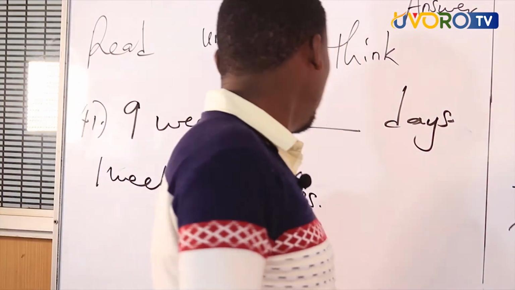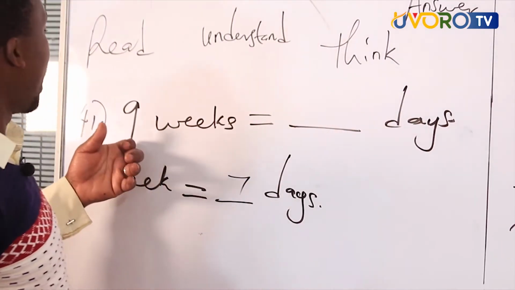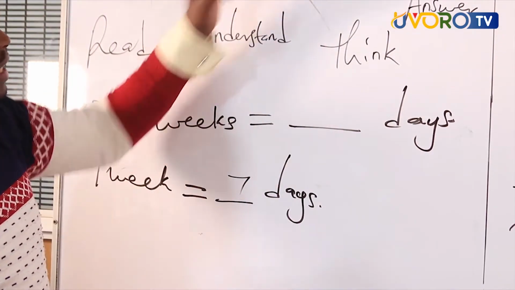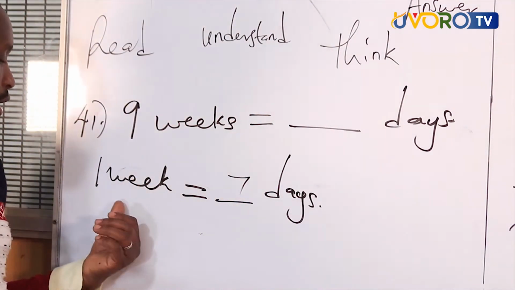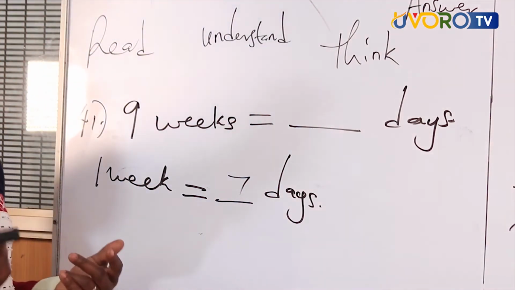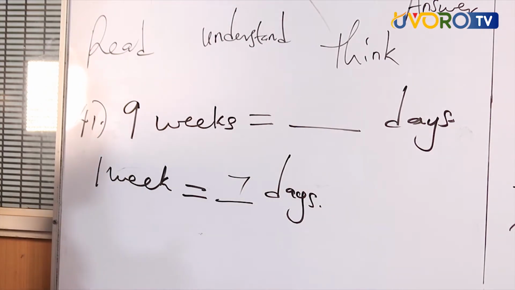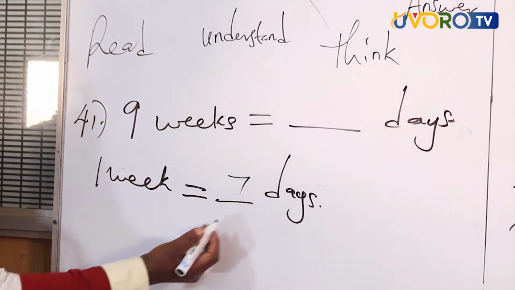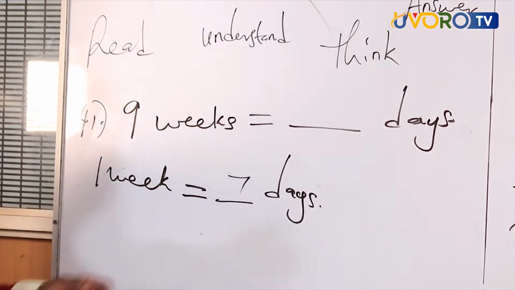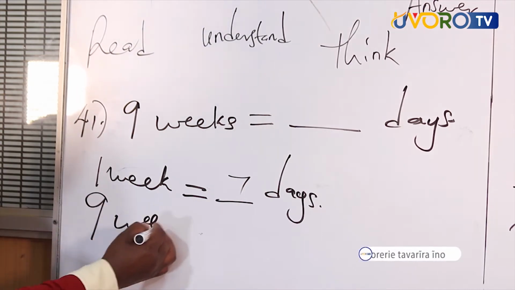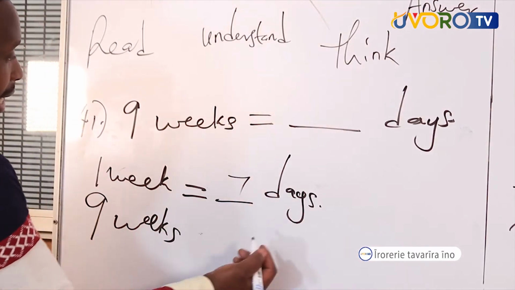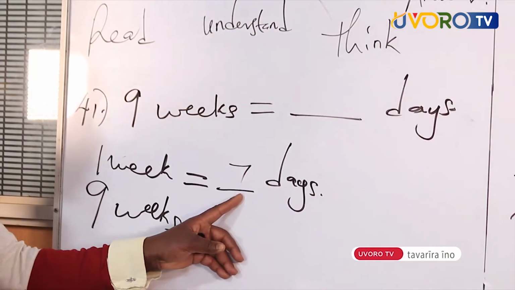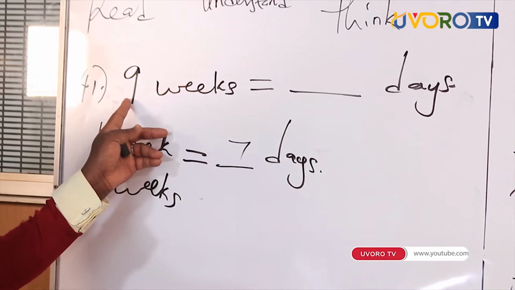Now, what are we going to do? Because we are now having 9 weeks. T for thinking. You are not told of 1 week. You have several weeks. You say 1 week has 7 days. What about 9 weeks? So, you can use this method by writing how many sevens. There are 7 nines.